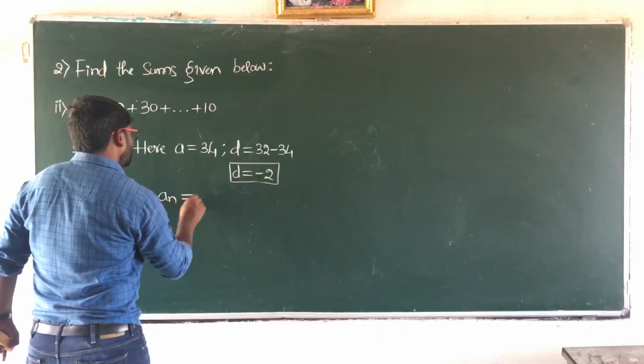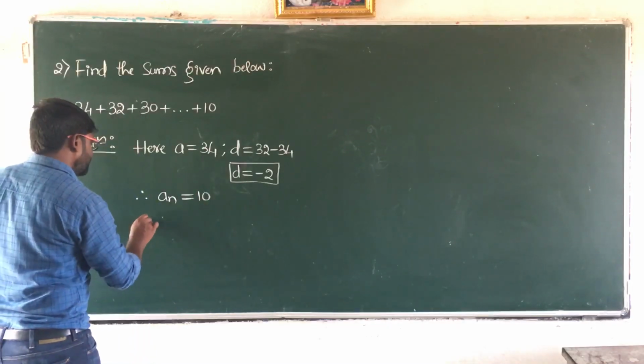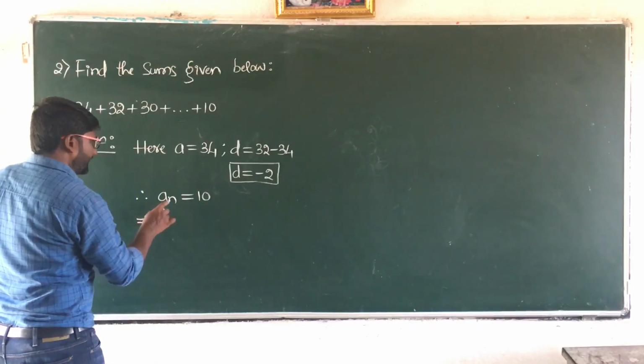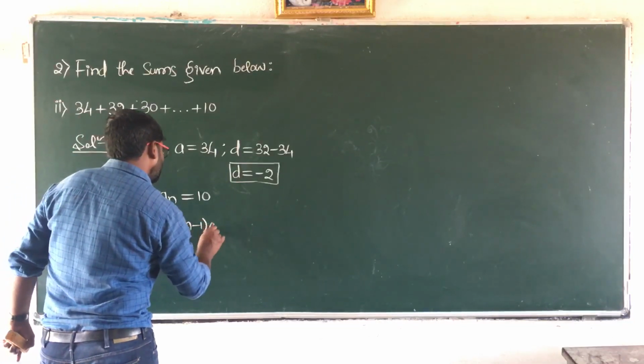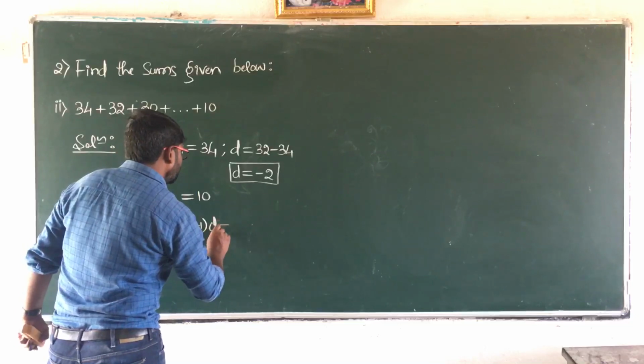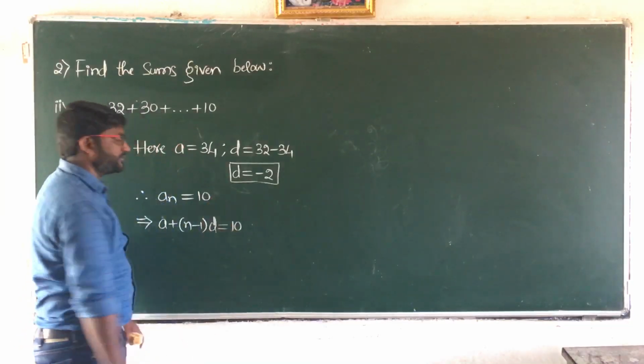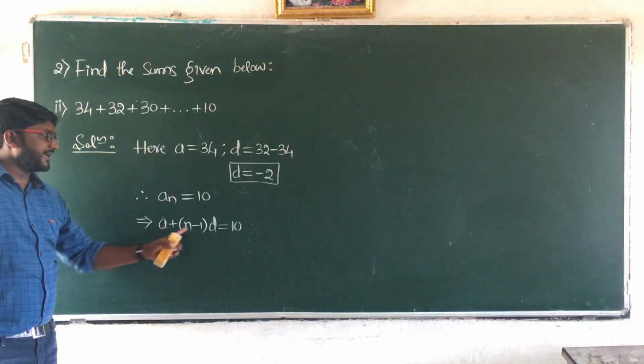an is equal to 10. So this implies, what is an now? an is going to be a plus n minus 1 into d. This is equal to 10. This is equal to 10. Now substitute the values of a and d.